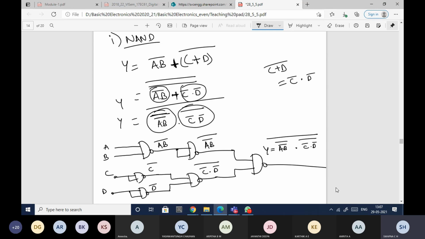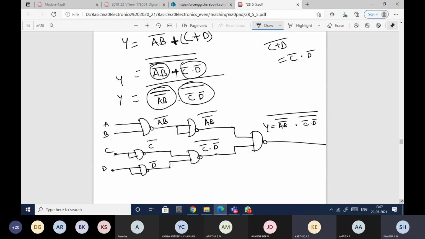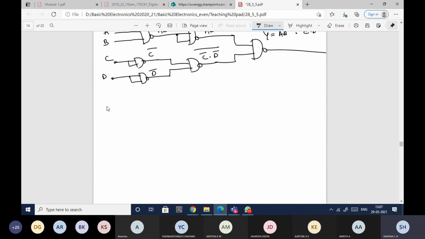Is this clear? Yes, ma'am. When I do, it will be clear for you. When you are trying, you'll get stuck somewhere. So where exactly you're going wrong, please make sure that you do it rightly.